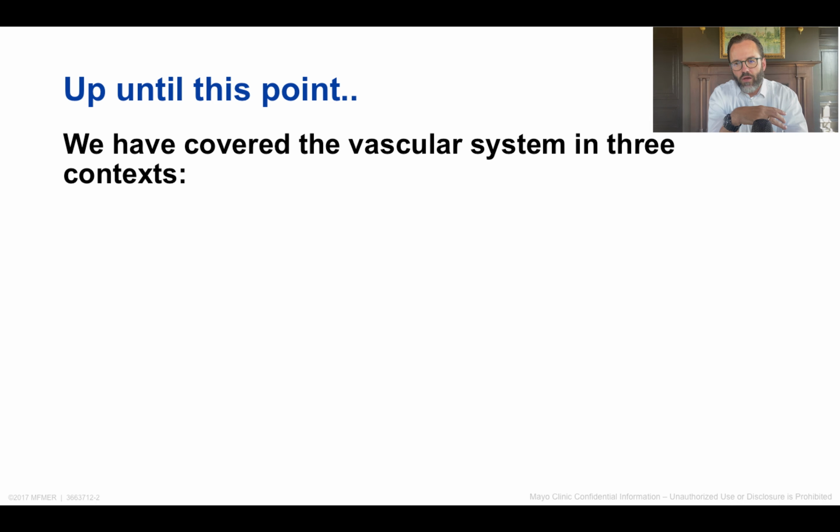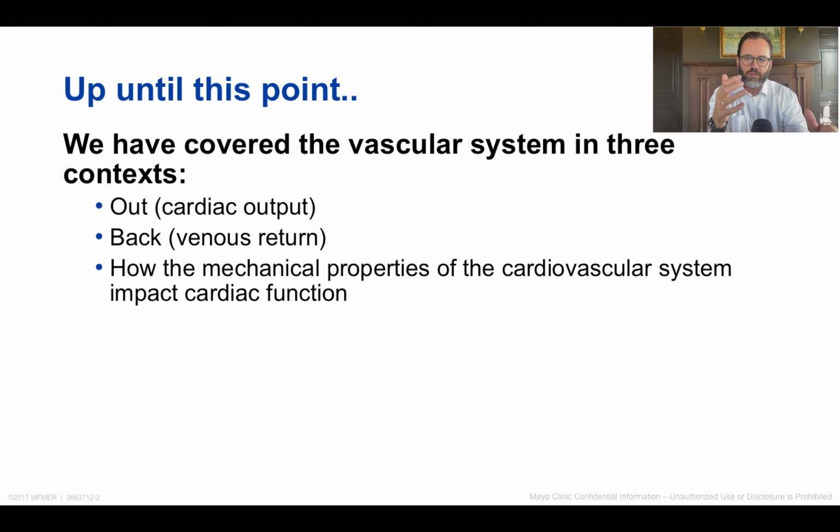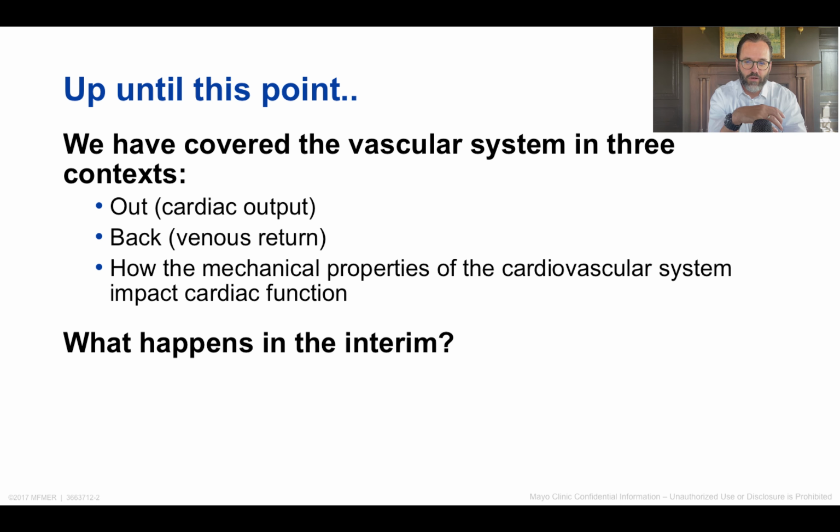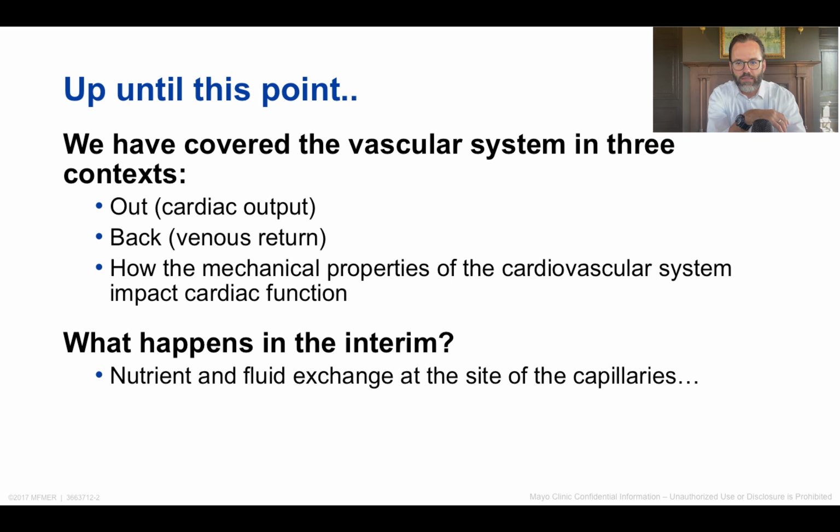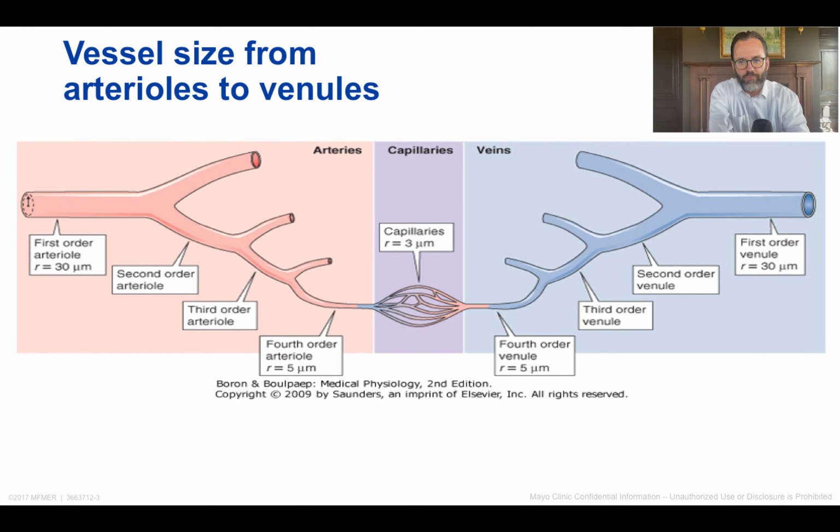So up until this point, we've largely focused on the vascular system in three contexts. One being out, so what's coming out of the heart in terms of cardiac output, back with regards to what's coming back in terms of venous return, and then how those mechanical properties of the cardiovascular system interplay significantly with cardiac function and can actually dictate cardiac function in a variety of contexts. So the big question at this point is what happens in the interim, and of course that's the nutrient and fluid exchange at the site of the capillary bed.